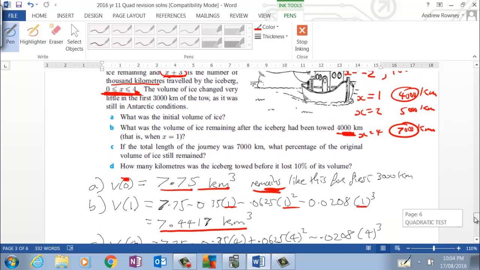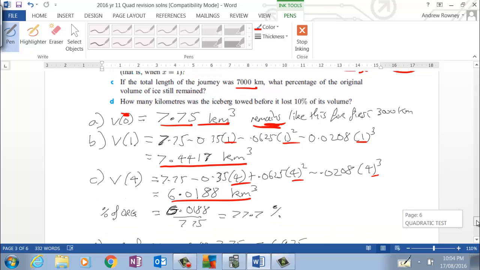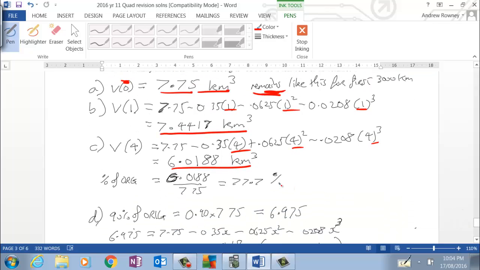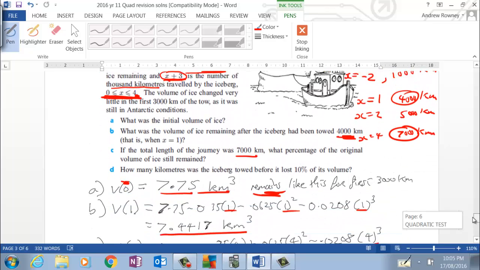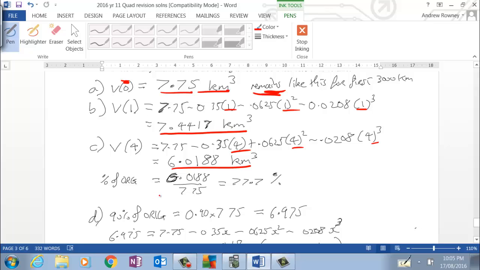And if you do it for 7,000 k, that's when x equals 4. So put 4 for x, you'll get 6 kilometres cubed. And the question for part C says what percentage of the original volume still remains. Now to express it as a percentage of the original, you divide by the original, and that's 0.77 or 77%. So it's 77% of the original.